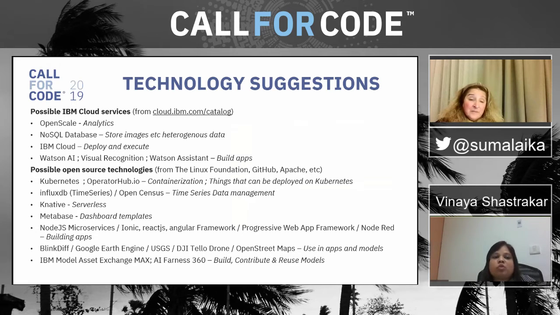Since this is an evolving model, we also would like to introduce analytics, which is OpenScale, and a database which would store images and heterogeneous data, which we could recommend as a NoSQL database. Since these are assessing models, Watson artificial intelligence would definitely come into play. We would like to use Watson for identifying any kind of images. Specifically, we would be using Visual Recognition, Watson Assistant for chatbots, and Speech to Text and Text to Speech offerings, where we also see whether we can do something with voice.